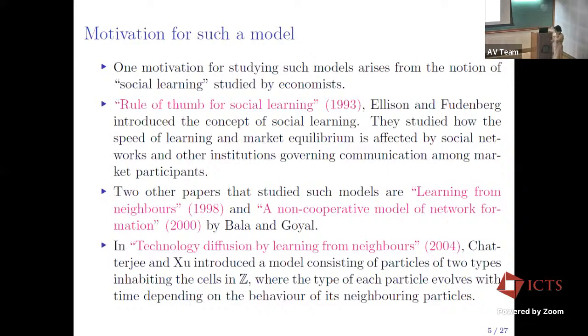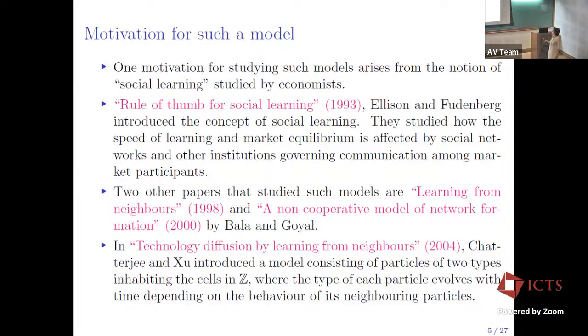I guess there are other motivations out there as well, but when I was looking through these papers, these are the motivations that I came up with. There is some notion of social learning which has been studied by economists, and is probably still studied by economists. This idea was introduced in a 1993 paper by Ellison and Fudenberg. It came out in a political science journal and introduced this concept of social learning, in which they studied the speed of learning. In this case, learning is basically the updating that's happening, the speed of learning and market equilibrium affected by social networks and whatever other institutions govern the communication and interaction among the participants, the agents in the model.